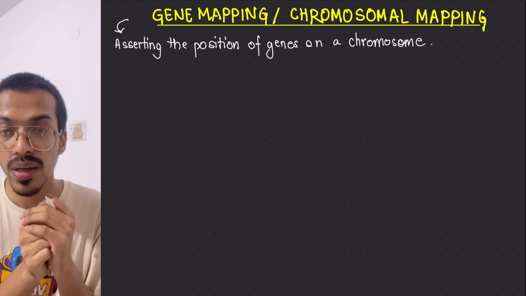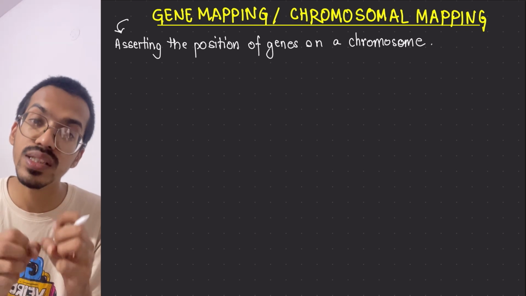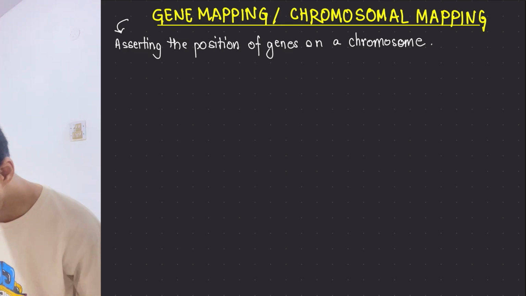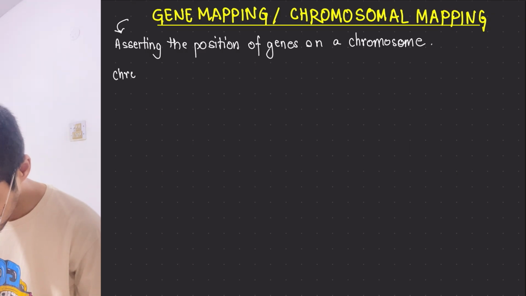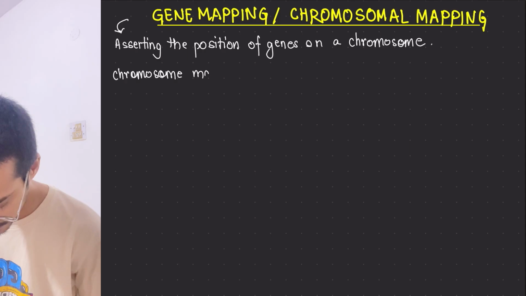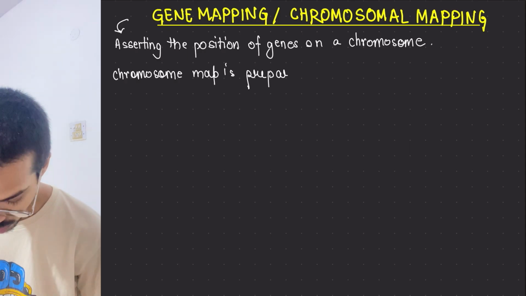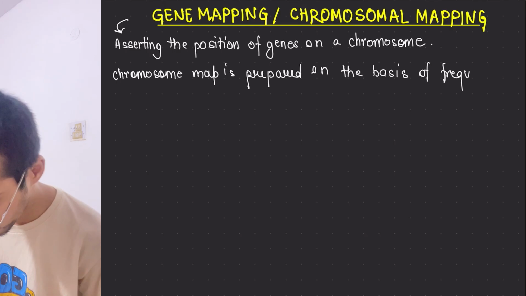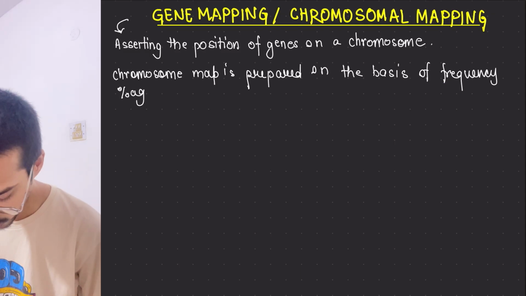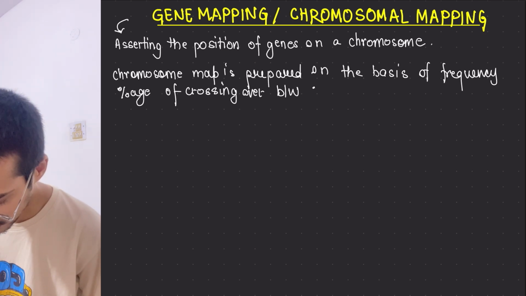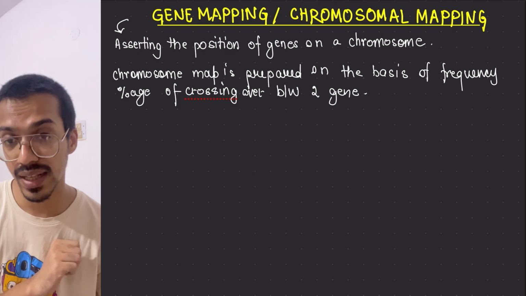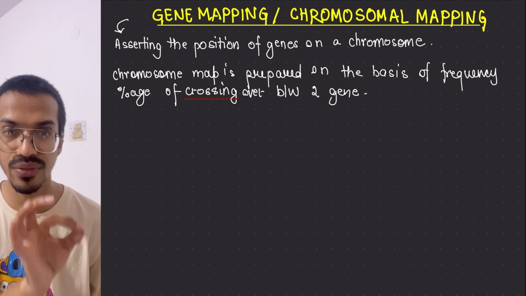So crossing over is more, means distance is far off. If the crossing over is less, means distance is less. So the chromosome map is prepared on the basis of the frequency percentage of crossing over between two genes. Distance is very important, frequency of crossing over is important, and linkage is also estimated with it.